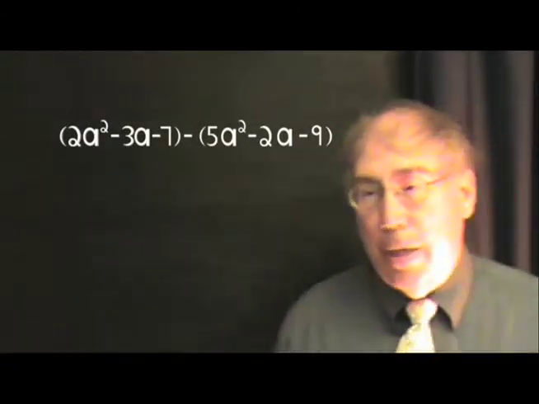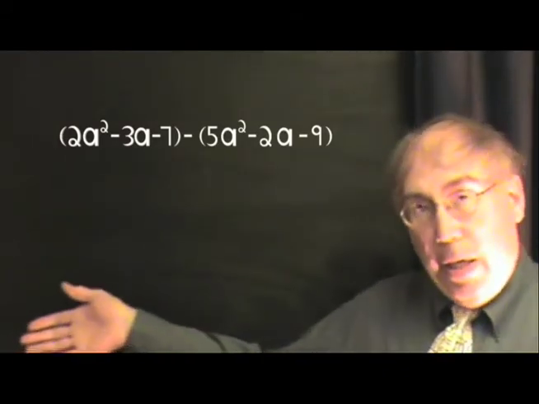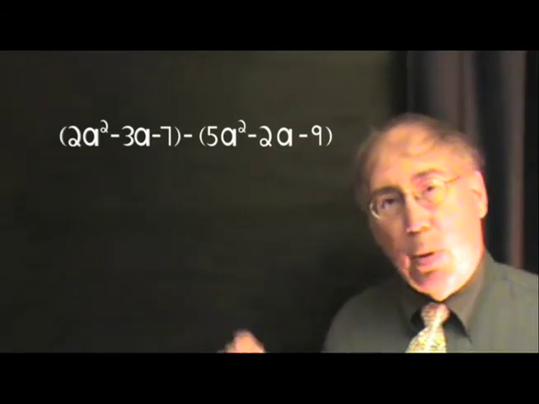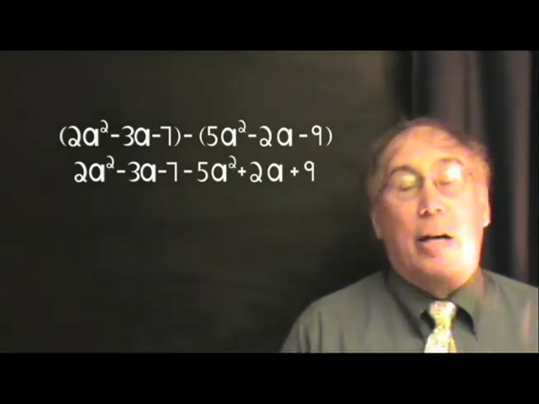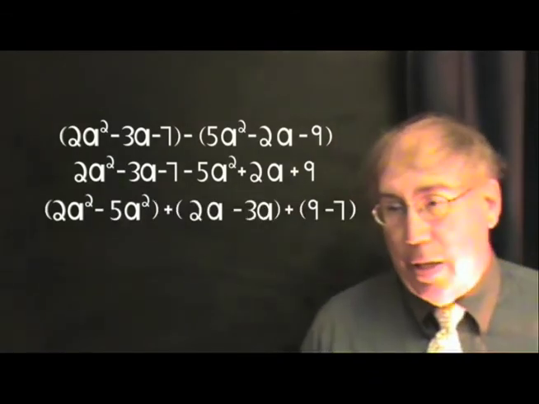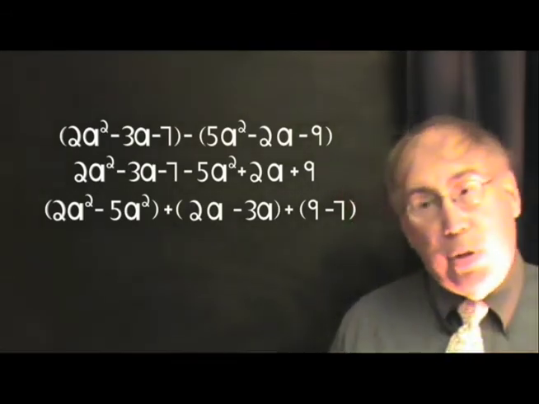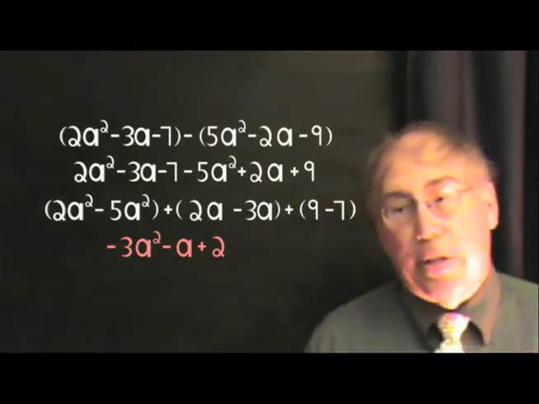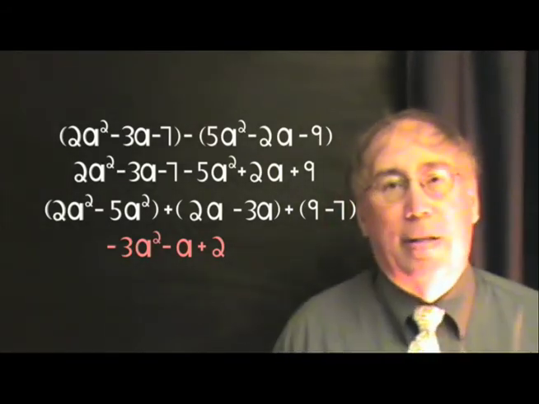Our last problem here is subtracting polynomials. We will change the sign of each term of the second parentheses because we're multiplying through by a negative, and so we then can combine a 2a squared with a negative 5a squared, which will give us a negative 3a squared, and then 2a minus 3a, combining the a's will give us a negative a, and then 9 minus 7 gives us a 2. Thank you.